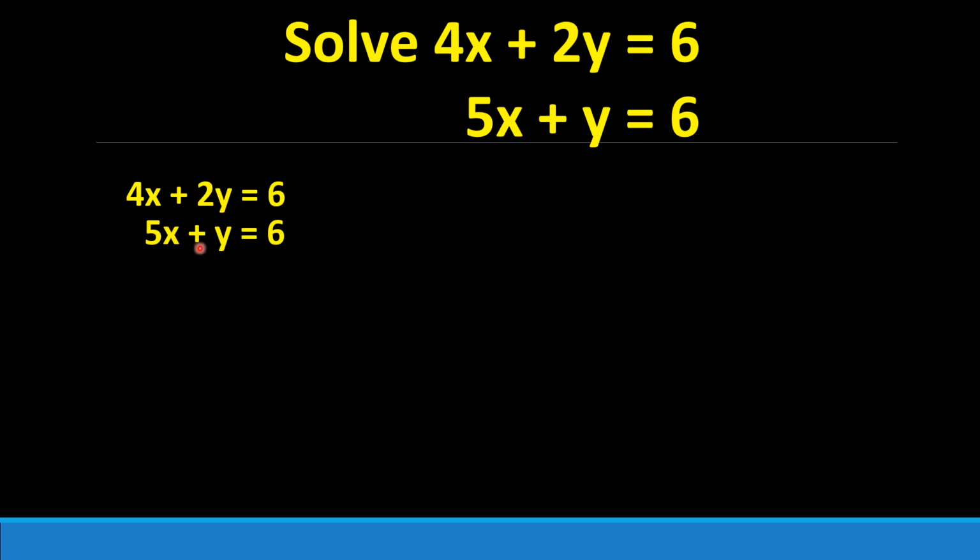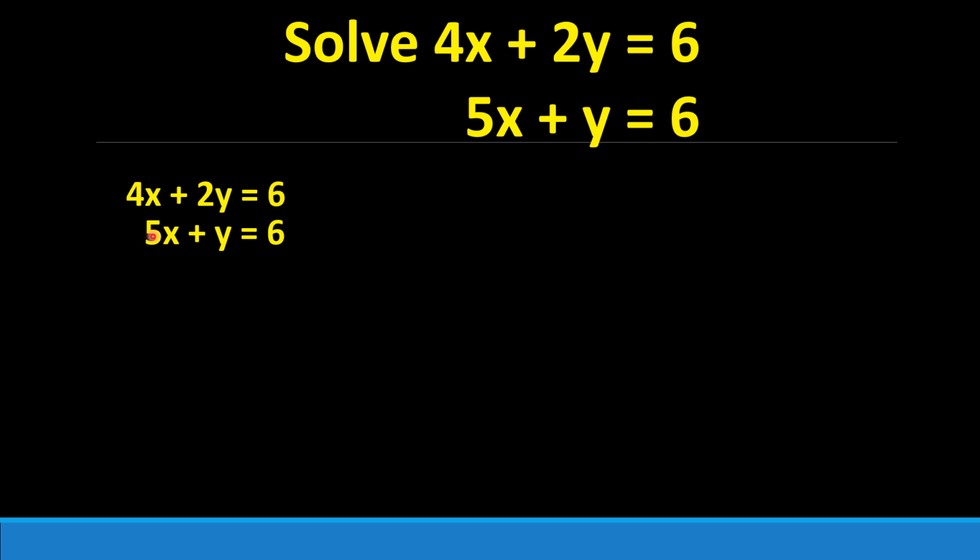Now for eliminating one unknown value, we have to make their coefficient same. That is, if we want to eliminate x values, the coefficient of x here is 4, and the coefficient of x here is 5, this must be same. Or we can eliminate y when the coefficients of y are same. That is, this number and this number should be same. This is 2 and here it is 1. Similarly, the coefficients of x, here it is 4, here it is 5. So we can eliminate any of these unknown values only if their coefficients are same.